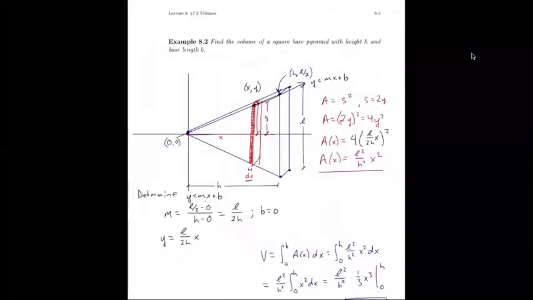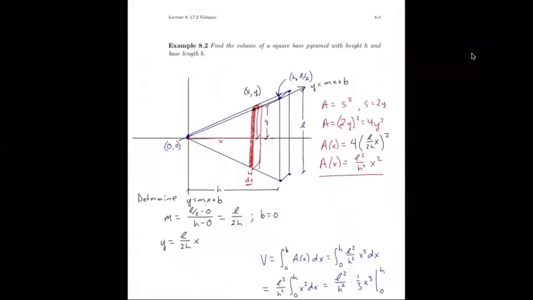So this problem asks us to find the volume of a square base pyramid with height h and base length b. Okay, base length b. It looks like I've accidentally used L here, quite possibly. L is what I've got written here, so that might have swapped out. I'll make a note of that right here: base length L, old notation.